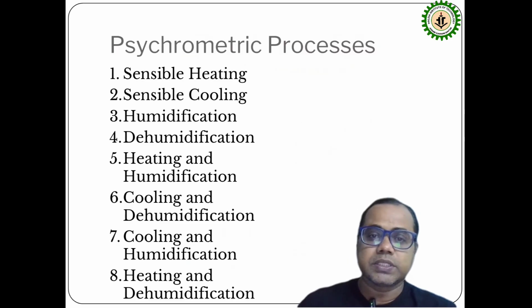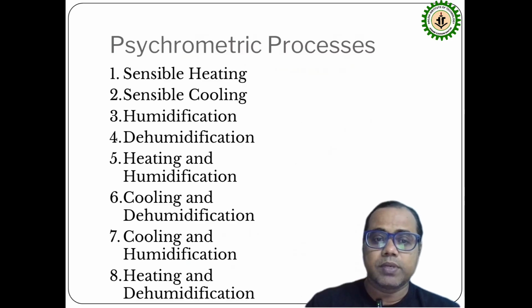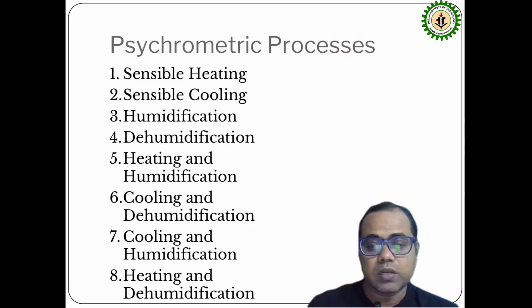Now there are some psychrometric processes which are important in industry, any food processing industry or chemical industry: sensible heating, sensible cooling, humidification, dehumidification, heating and humidification, cooling and dehumidification, cooling and humidification, and heating and dehumidification. All are important processes which occur in industry, especially food processing industry, during different unit operations: drying, evaporation, refrigeration, air conditioning, and during storage of food materials. You have to know these processes, and you can calculate how much cold storage capacity you require for storing the food materials.